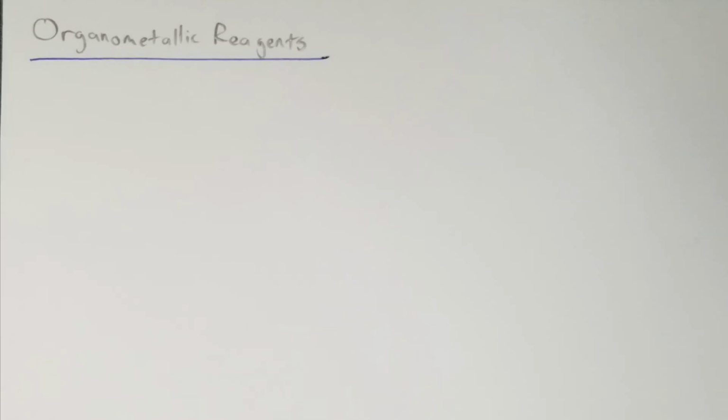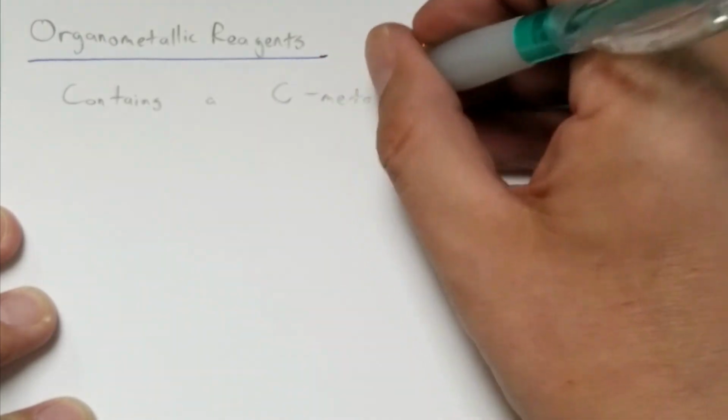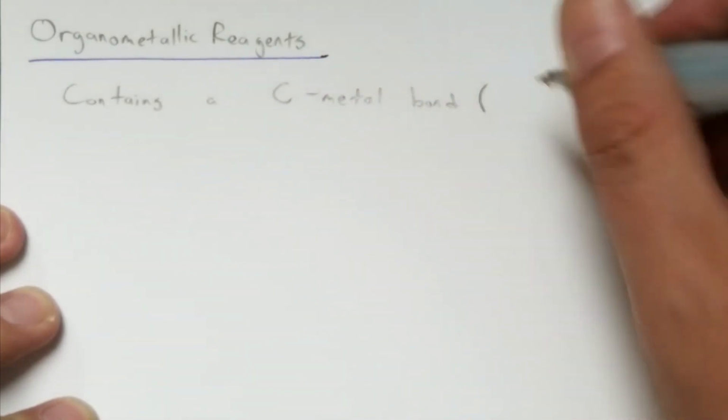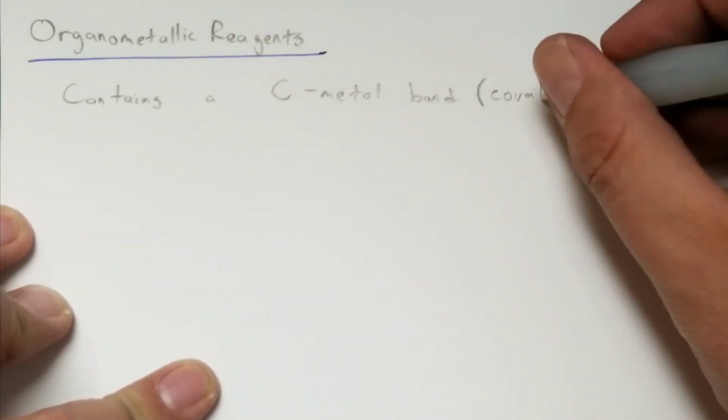Anything that has a carbon-metal covalent bond is considered to be organometallic. So it contains a carbon-metal bond, and I want to emphasize here this is covalent, not ionic. So it's covalent.